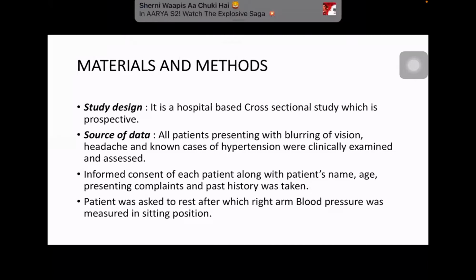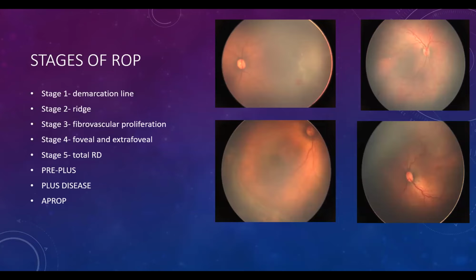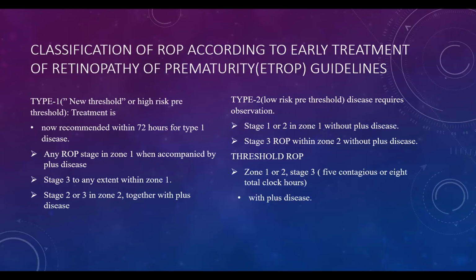ROP is divided into 5 stages. In stage 1, we see a demarcation line. In stage 2, a ridge. In stage 3, fibrovascular proliferation. Stage 4 is divided into foveal and extrafoveal, that is partial RD. In stage 5, total RD. Associated factors like pre-plus disease and APROP can also be seen.